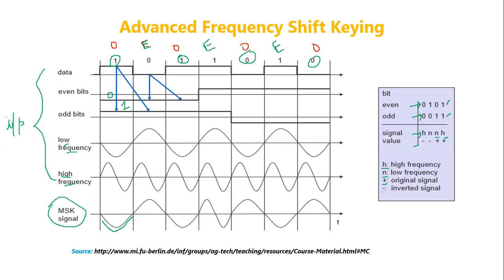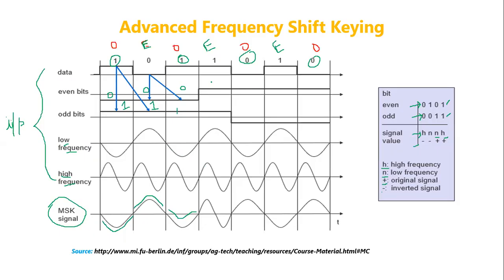Let us move to the next clock pulse. The even bit is 0 here also, and the odd bit is 1. It is the same, no difference. So the resultant signal will be the original low frequency signal as it is. The third case is also even bit 0 and odd bit 1, so the resultant signal will again be the original low frequency signal, as it is. Okay, let us see the fourth case.